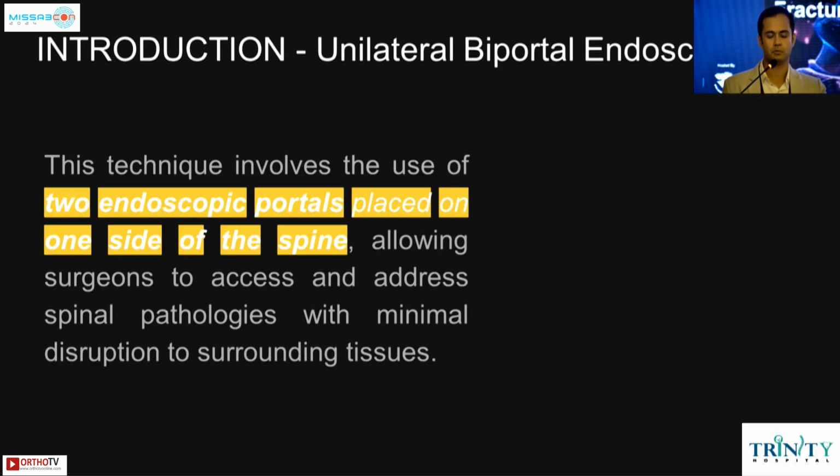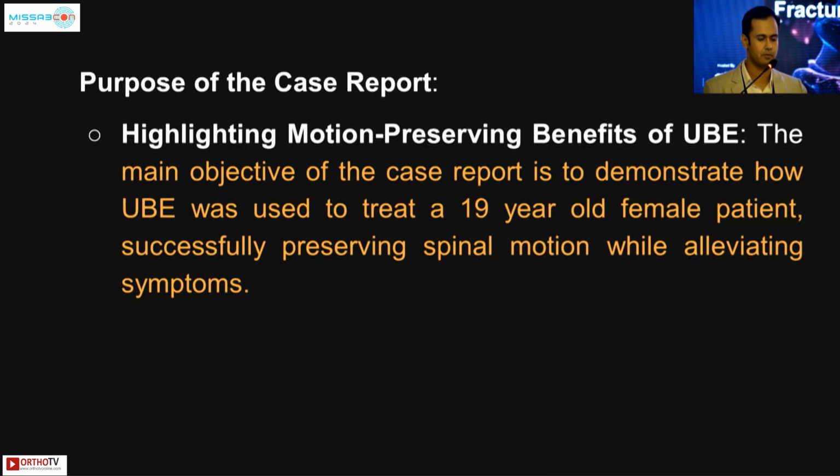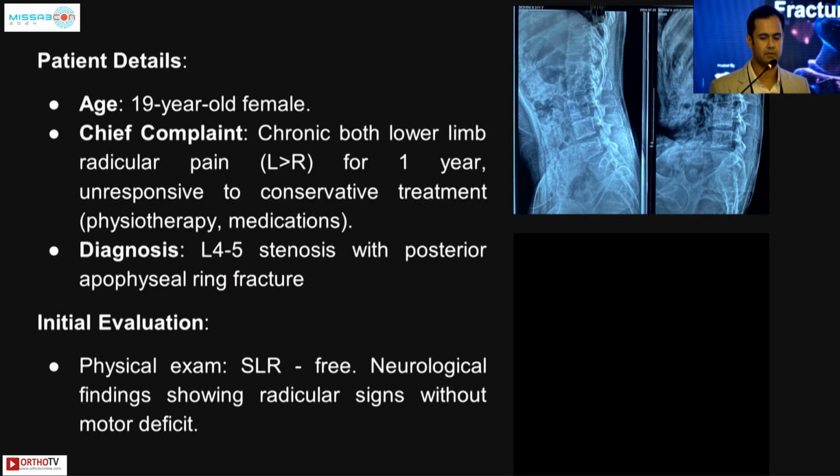So for those who are new to UBE, the technique involves the use of 2 endoscopic portals which are placed on one side of the spine, allowing the surgeons to access and address the spinal pathologies with minimal disruption to the surrounding tissues. The purpose of presenting this case is that this case report shows how UBE was used to treat a 19-year-old female patient, successfully preserving her spinal motion and alleviating her symptoms.